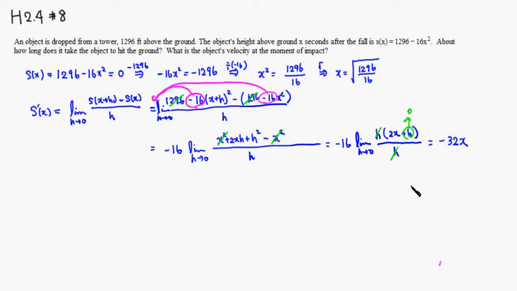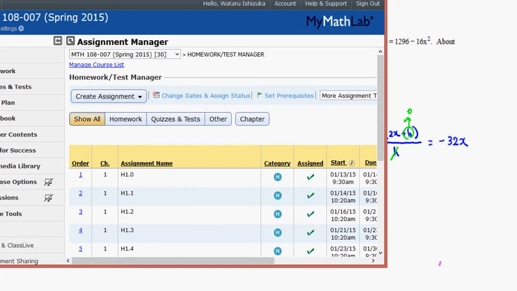So that's the velocity function, and we know that it hits the ground after 9 seconds. So what we're looking for is s prime of 9, which is negative 32 times 9. So 9 times 2 is 18, 3 times 9 is 27, so negative 288. Let's type it in.